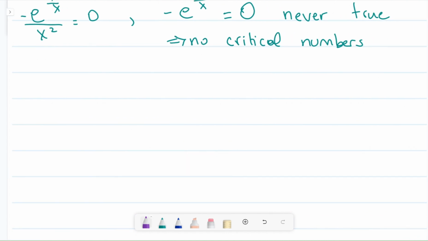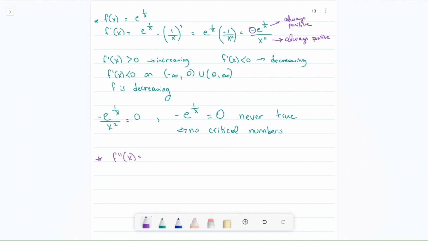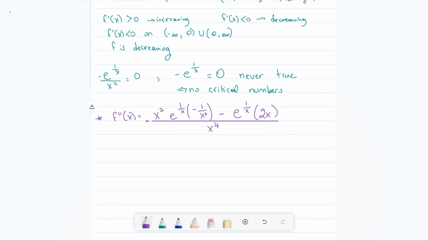And now let us move on to the second derivative, f double prime of x. Again, let's look at the first derivative. It's a fraction, so we do the denominator times the derivative of the numerator, minus the numerator times the derivative of the denominator. And keep in mind that there's a minus sign outside of everything because we have a minus sign in front of e to the power of 1 over x. All of this divided by the denominator squared.